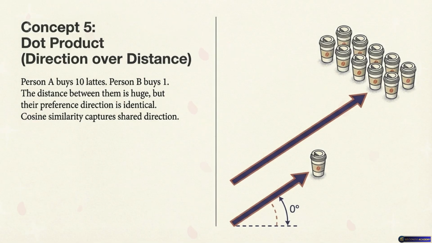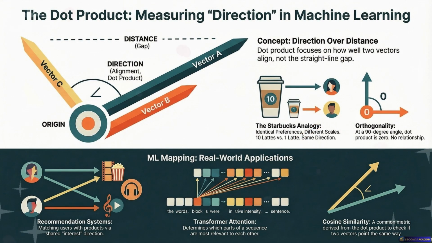And what does that mean in trigonometry? In trigonometry, the cosine of a 0-degree angle is exactly 1. Therefore, their cosine similarity score is a perfect 1.0, representing 100% directional alignment. The algorithm sees that score of 1.0 and says, I'm going to ignore the fact that customer A spends 10 times more money. I can see that their behavioral vectors are pointing toward the exact same concept.